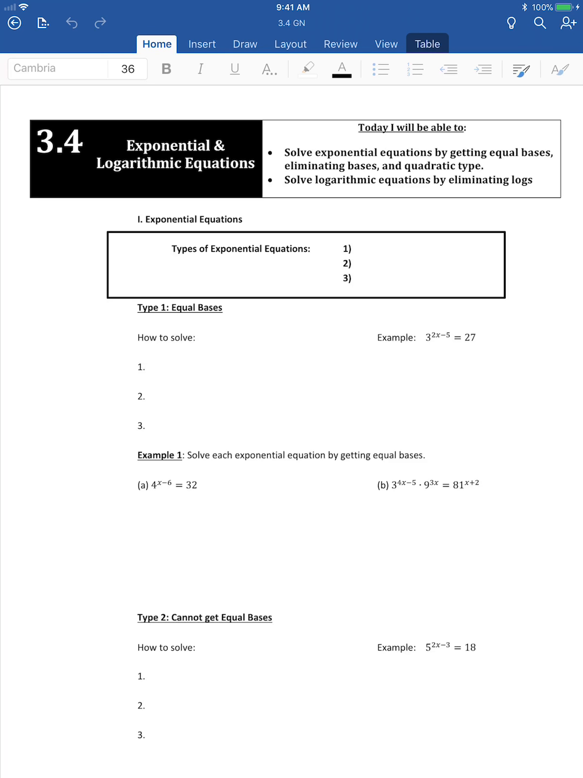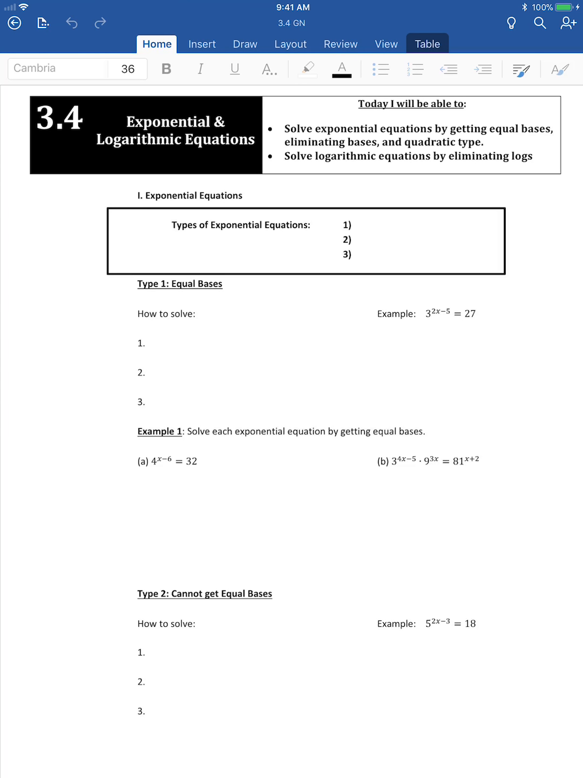3.4 exponential and logarithmic equations is what we're talking about today. I really like this section because I love solving equations, and hopefully my enthusiasm will rub off on you. So let's take a look first at exponential equations.